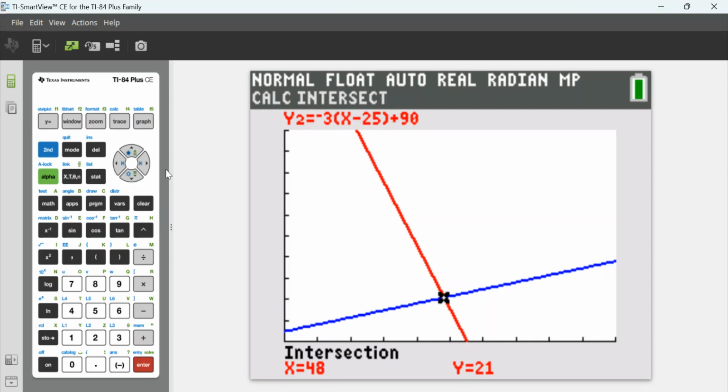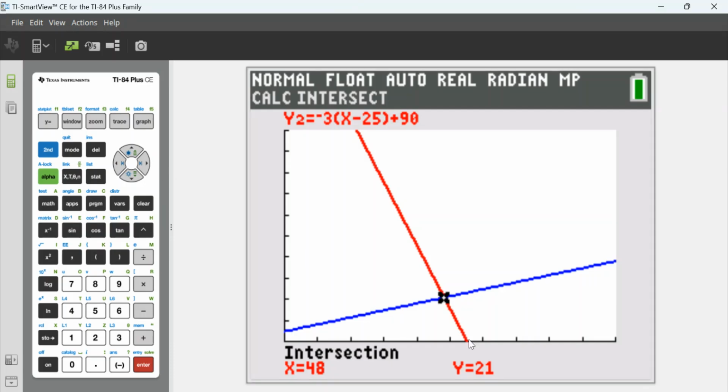So hopefully you find that helpful for finding intersection points of a graph.